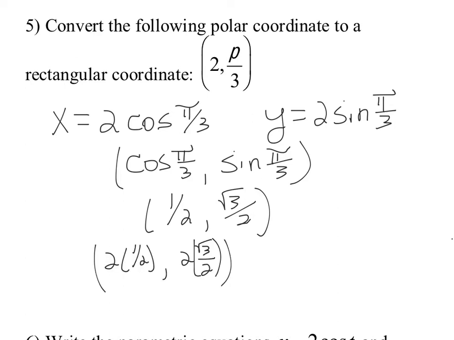So I'm going to do that right now and I will have my x and y coordinate for this polar coordinate. All right, so as you can see, I have 2 times 1/2, comma, 2 times root 3 over 2. Well, you'll notice that these 2's just cancel out. And so what I'm left with is just the number 1 for x and root 3 for y. And these are my rectangular coordinates for this polar coordinate.